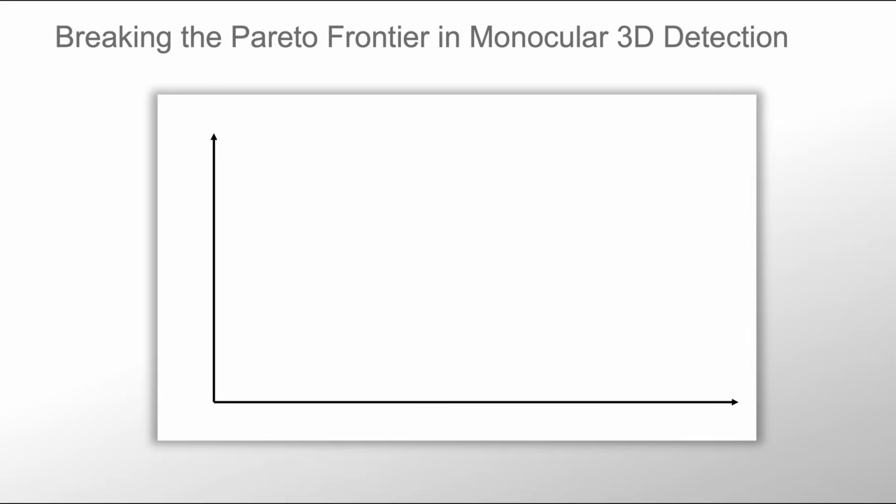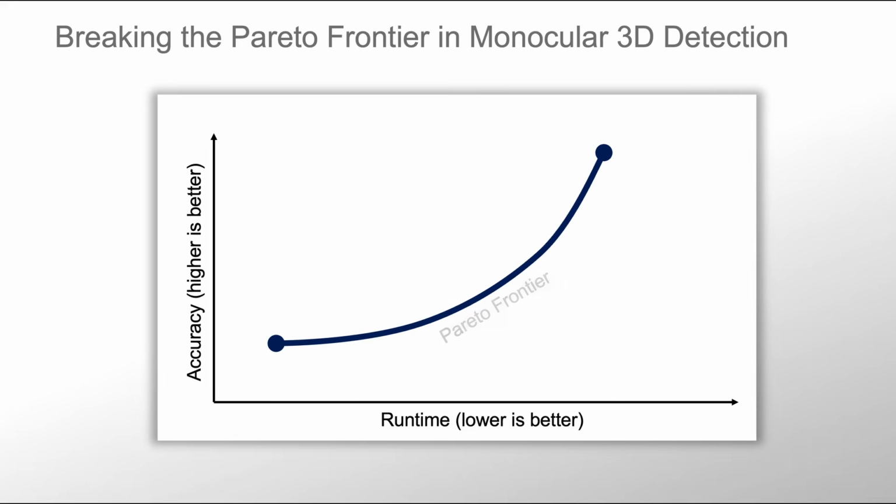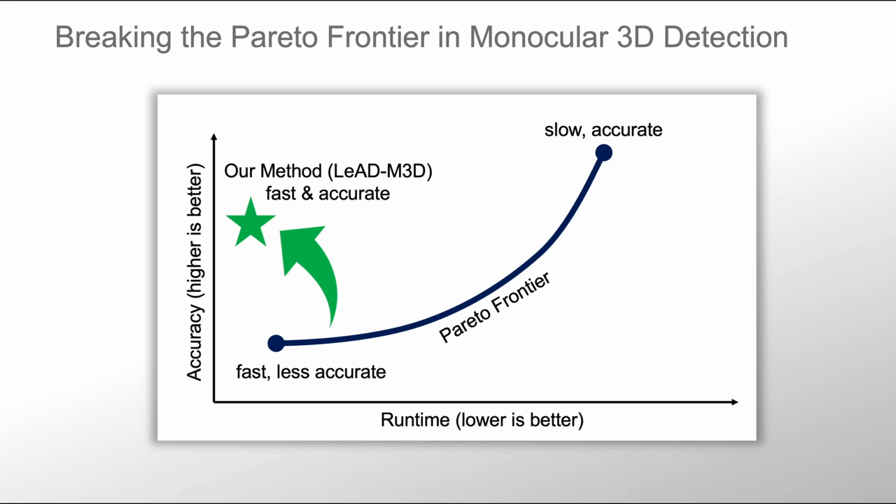On this graph, we plot runtime on the horizontal axis against accuracy on the vertical axis. As you can see, most existing methods are constrained by a Pareto frontier. They are either fast but less accurate, or highly accurate but too slow for real-time applications. Our method, LeAD-M3D, completely surpasses this frontier. We deliver strong accuracy and true real-time speed simultaneously, setting a new Pareto optimal standard.